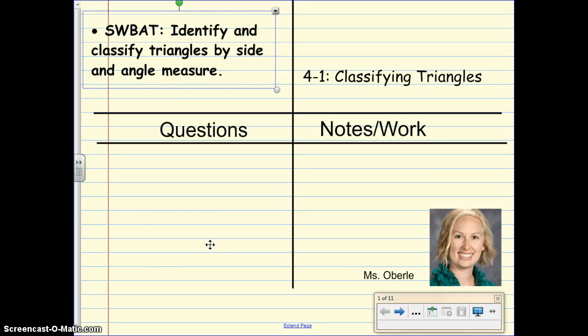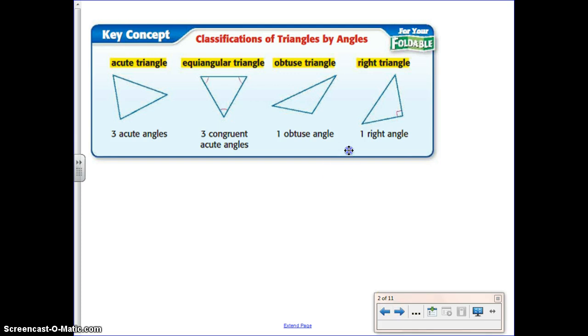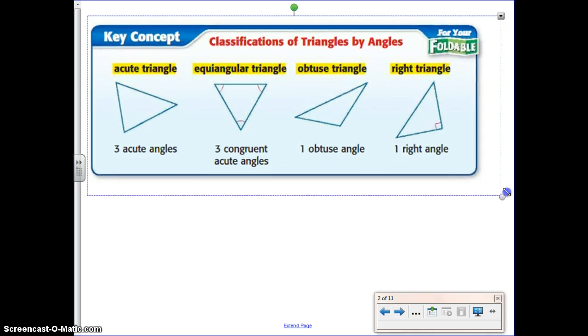Hi students, this is lesson 4.1, and in this chapter we are going to be focusing on triangles. For lesson 4.1 we'll be classifying them. So by the end of this lesson you will be able to identify and classify triangles by side and by angle measure. So first let's focus on angle measure.